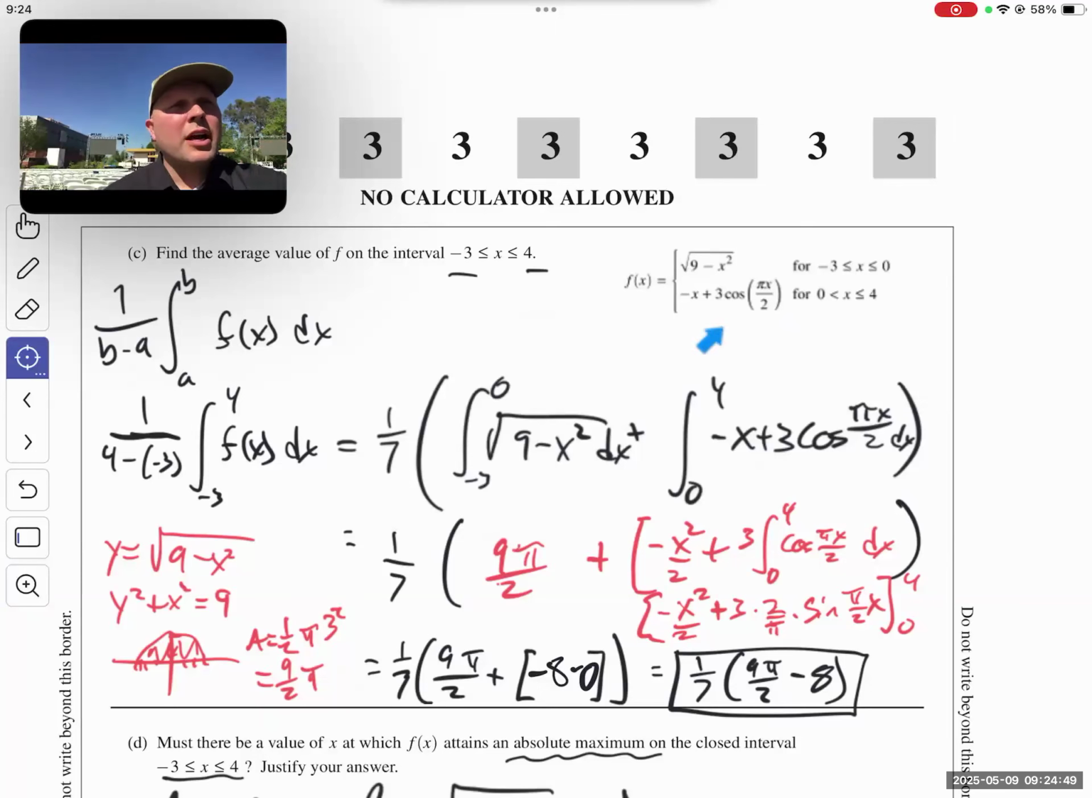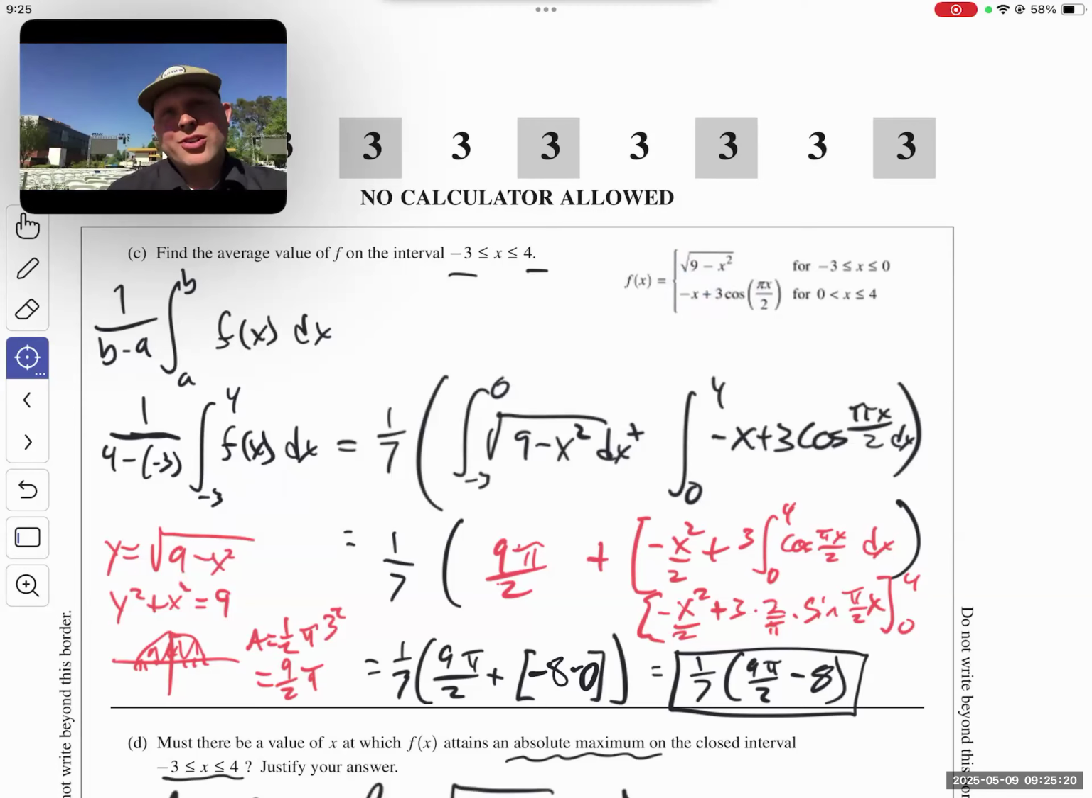Next part. Here's our function I copied up here. We want to find the average value. When you see average value, right away, 1 over b minus a times the integral of f of x dx. It's an average. This adds up the function, and this is divided by the width. So it's like the total number divided by how many there are. Start with that. Write it down. Super useful. Then plug in your b and your a, 4 and -3, and f of x. Start there.